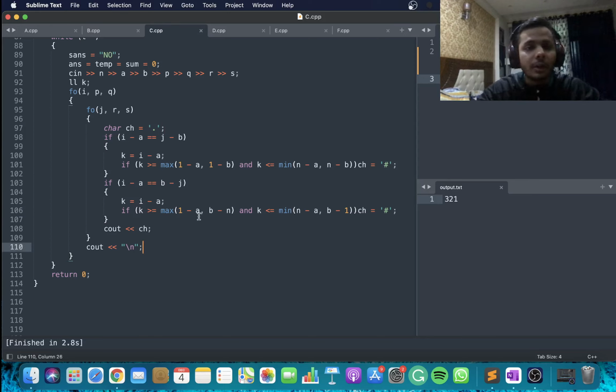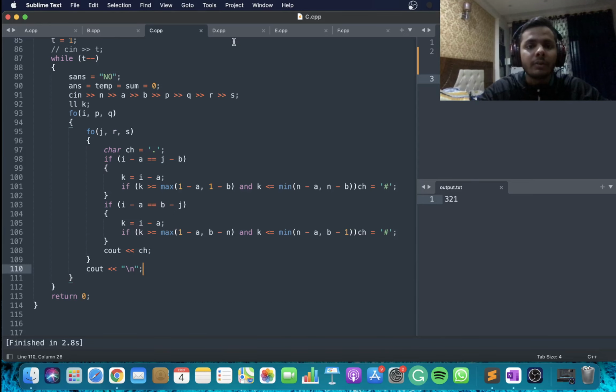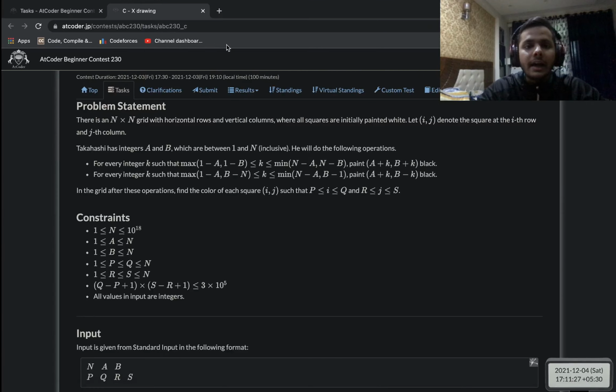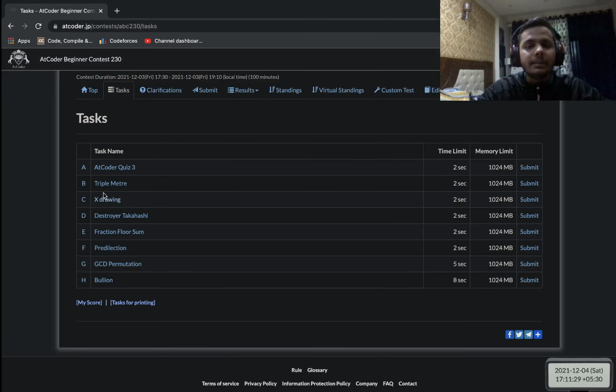So yeah, this is how you can solve this problem. Pretty easy. You don't have to think about anything here. And this completes the 3 easy problems that we had to discuss. Now let's move on to the 3 difficult and interesting ones.